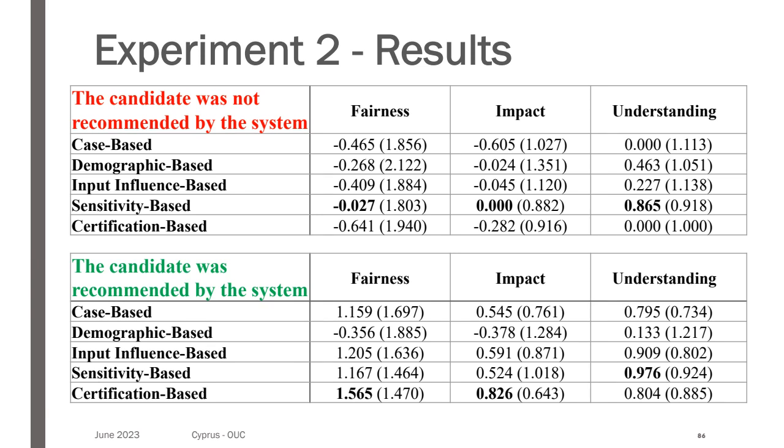This is the bold on the top. Looking at the bottom, we can see when the candidate was accepted, then almost every explanation contributed, had an impact, and the system was considered to be fair, besides the demographic, which somehow seems to be not that effective, not that contributing. And again, sensitivity would seem to be the best for understanding, while the impact certification, surprisingly, the certificate made an impact, and the certificate was considered best for the fairness perception. So these were quite interesting results.